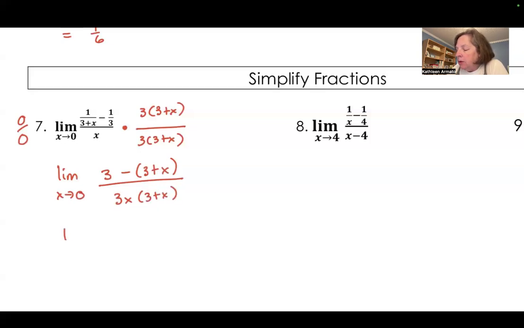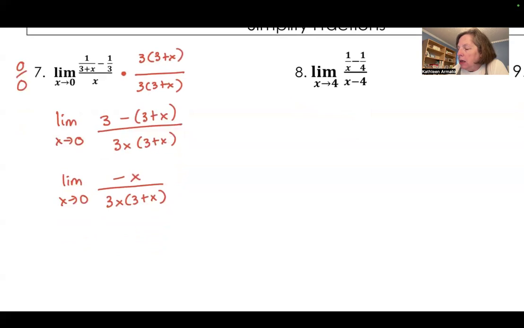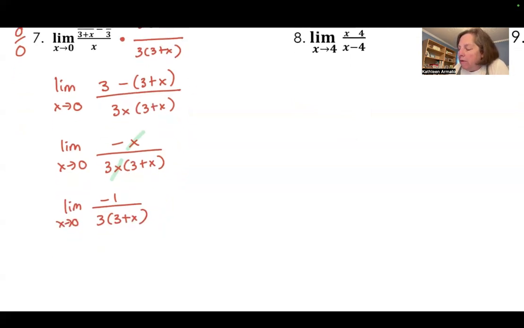All right, so a little simplifying. In the numerator, the 3 minus 3's cancel. I'm just left with negative x. Hey, we can cancel those x's. So I have negative 1 over 3 times 3 plus x. The limit as x goes to 0. I no longer have 0 over 0. I just plug in x is 0, and I end up with negative 1/9.